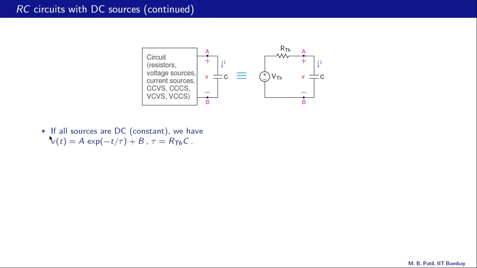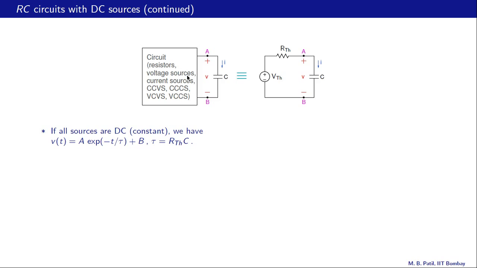So here is the summary of what we studied in the last slide. If all sources, all independent sources, these are DC or constant, then we have V of t equal to a e raised to minus t by tau plus b, where a and b are constants, and tau is called the time constant, and it's given by R Thevenin times C, where R Thevenin is the Thevenin resistance as seen from the capacitor.